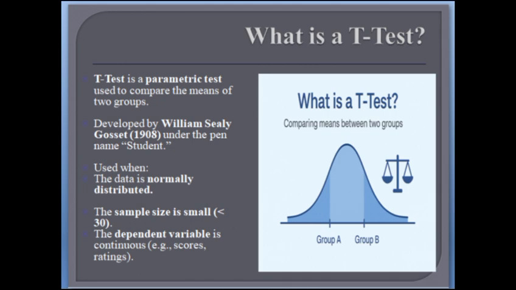It is used when data is normally distributed, the sample size is small, less than 30, and the dependent variable is continuous. For example, score and rating.